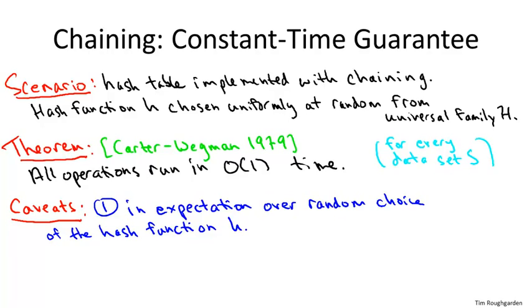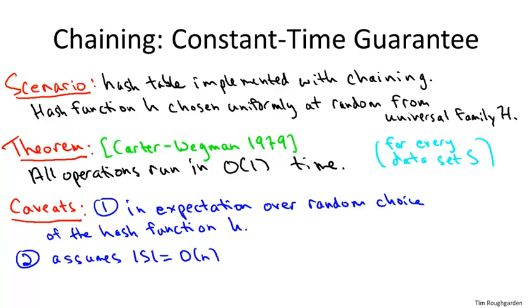So the second caveat is something we've talked about before. Remember, the key to having good hash table performance, not only do you need a good hash function, which is what this universality guarantee is providing us, but you also need to control the load of the hash table. So of course, to get constant time performance, as we've discussed, a necessary condition is that you have enough buckets to hold more or less the stuff that you're storing.